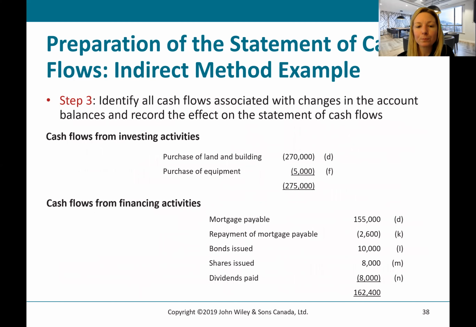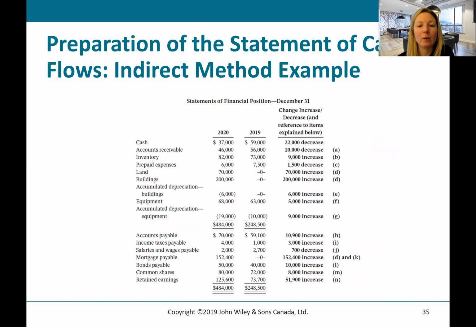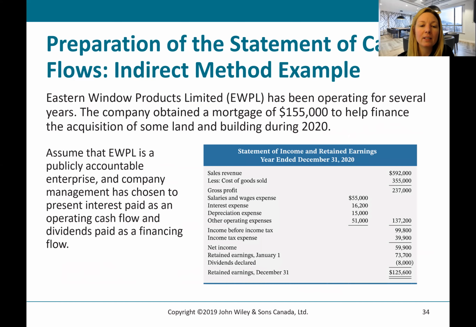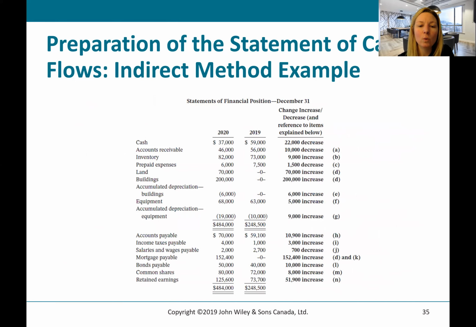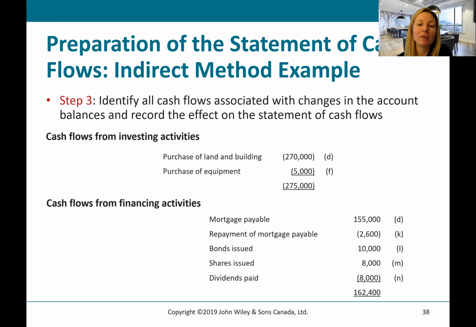So what we're going to do here is say, okay, well, our retained earnings in December 2019 was 73,700 plus our net income, which was, where is it? 59,900 should equal the December 2020 balance we're given, 125,600. And if it doesn't, that difference has to be dividends. And in this question, that difference was dividends. And we found out that it was dividends of $8,000 that were paid.